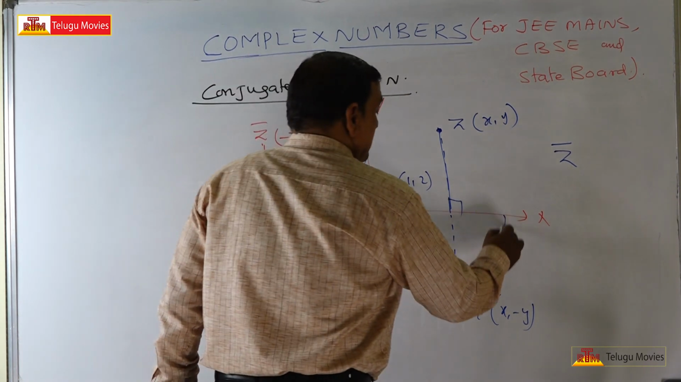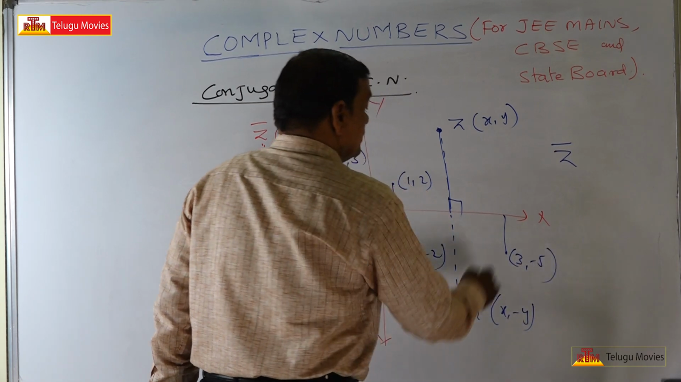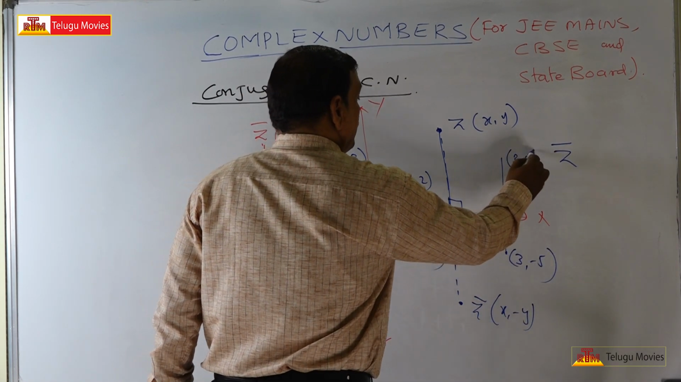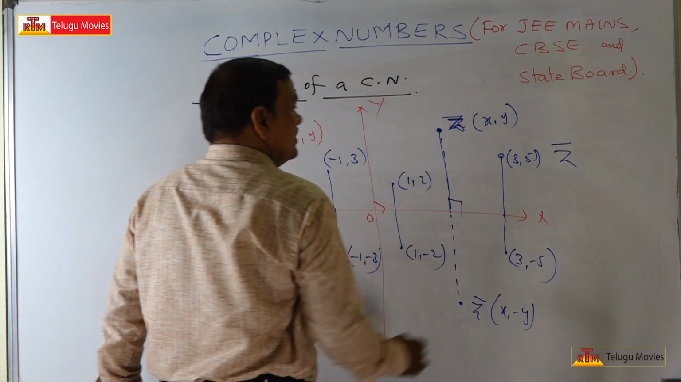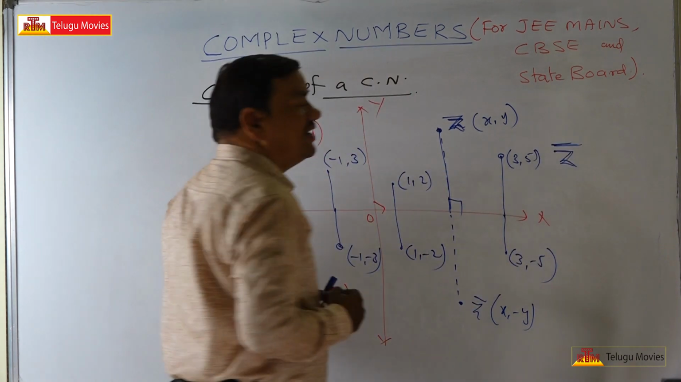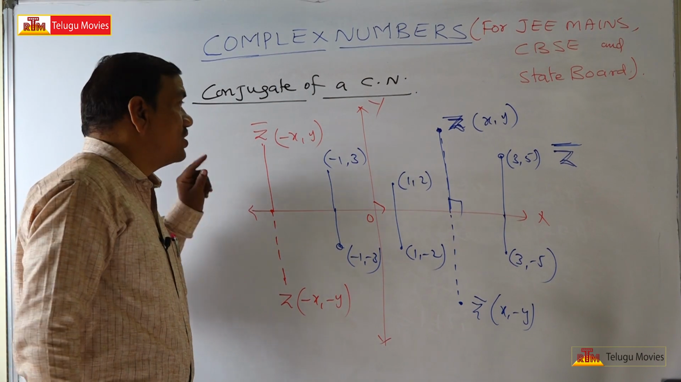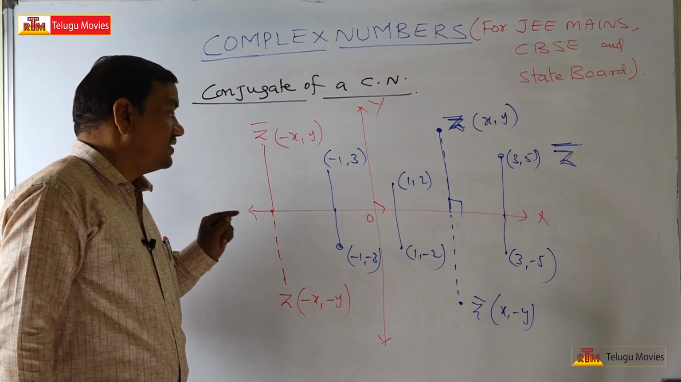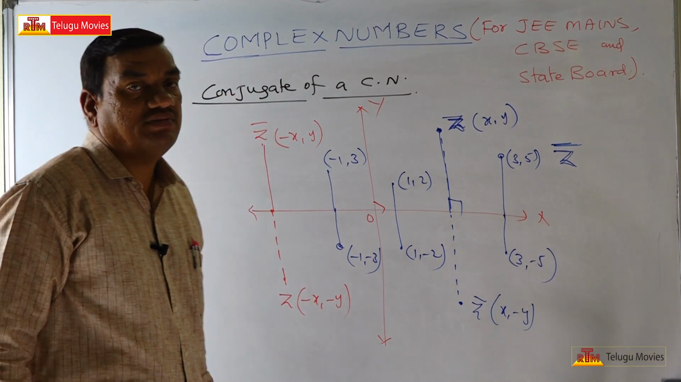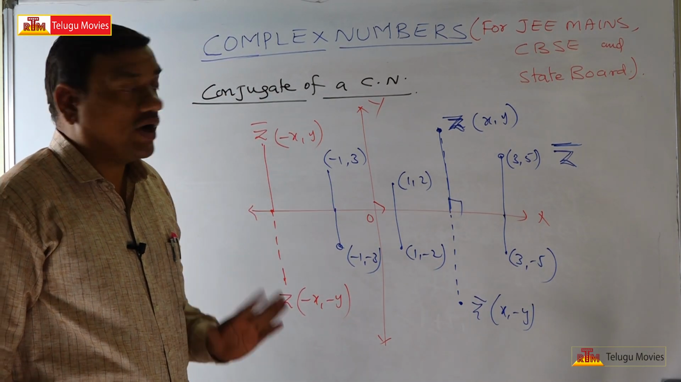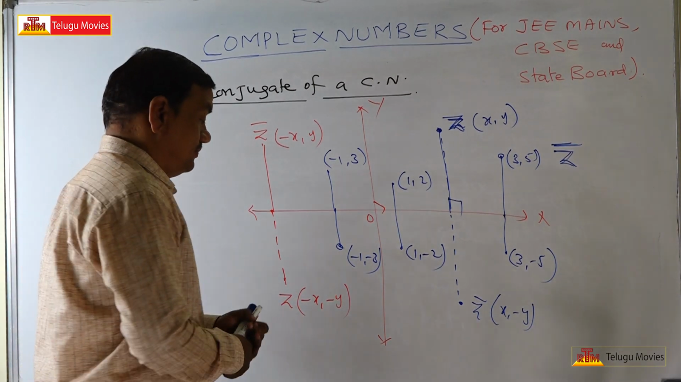Whatever it may be, if your number is, for example, (3, -5), its image is (3, 5). So it's a conjugate. If your original complex number is denoted with z, its conjugate will be denoted with z bar. Understand the definition of the conjugate of a complex number? The conjugate of a complex number is nothing but its image with respect to the x-axis only. Okay. Now let us see the formal definition of a complex number.